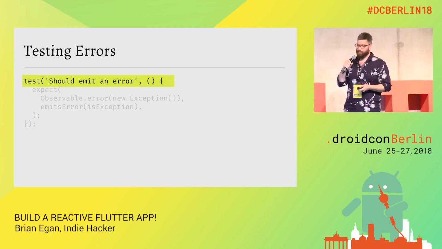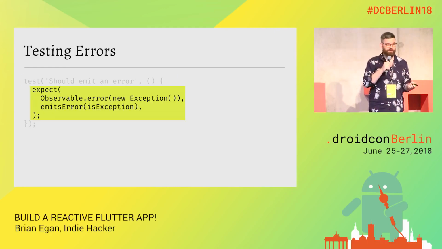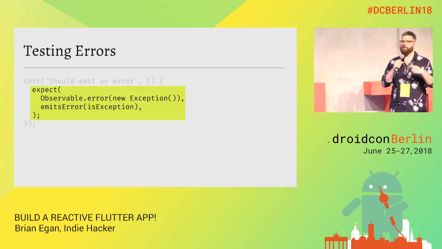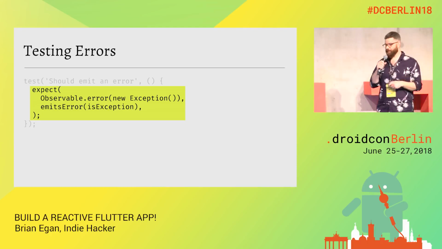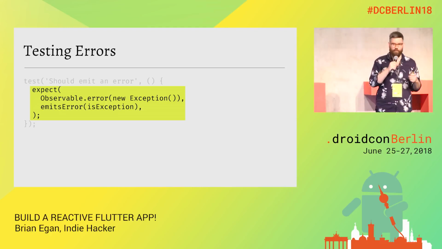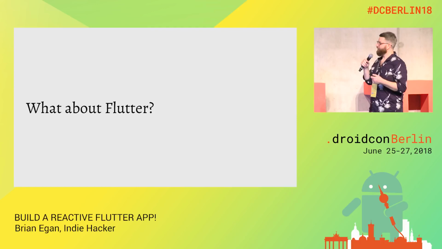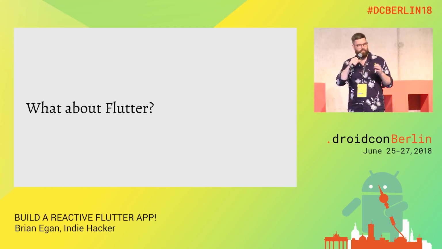You can actually also test errors as well. So you can say, hey, does this observable or this stream emit an error of a certain type? Or you could provide more complex logic in here. This exception is just a matcher, and you can write your own matchers to verify that you're getting the right thing.